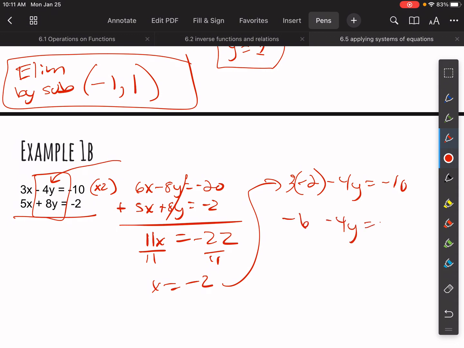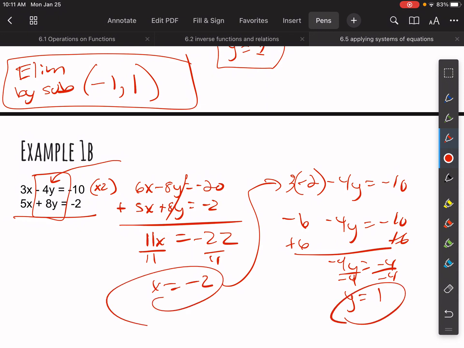Negative 6 minus 4y equals negative 10. Add 6 to both sides. I get negative 4y is equal to negative 4. Y is then equal to 1 when I divide both sides by negative 4. Okay, so my solution here is negative 2 comma 1, and I used elimination with multiplication.